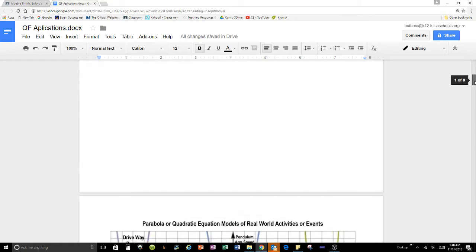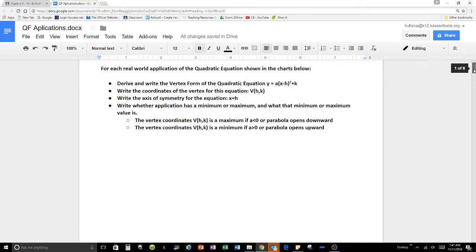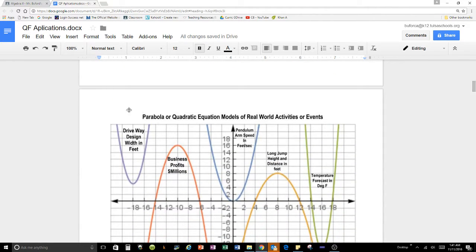Okay? So those are the things that we need to do for each one of these parabolas that are modeled as a real-world application. And what we're going to do now is I'll show you how to actually solve one of these. We're going to look at the driveway design width, the width of a driveway. We can model that with a parabola, and we're trying to find out what is the minimum width of the driveway.